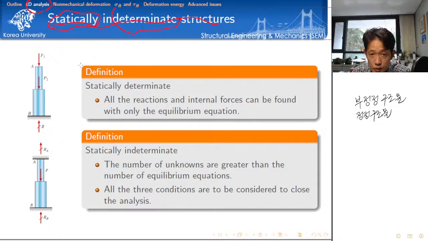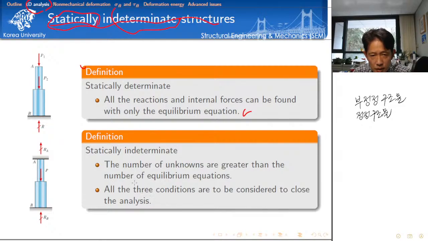Okay, according to our textbook, the definition for the statically determinate structures is given in this way. All the reactions and the internal forces can be calculated by using only the equilibrium equations. That is the definition of statically determinate structures. And then let's look at the statically indeterminate structures. According to the definition in our textbook, the number of unknowns is greater than the number of equilibrium equations. So all the three conditions are to be considered to close the analysis.